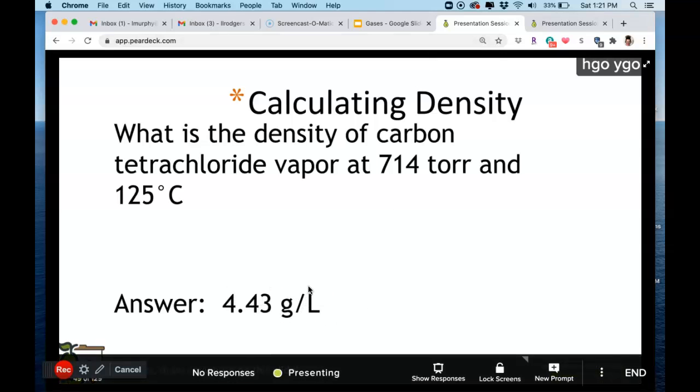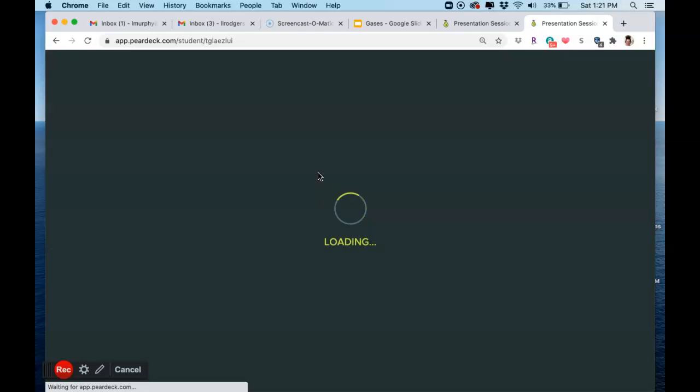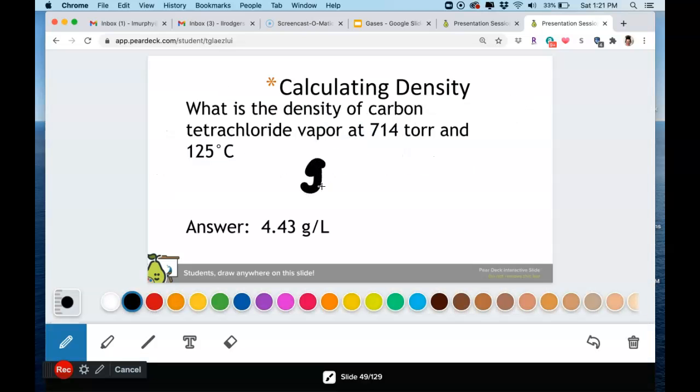Now notice the units for density of gases uses the bigger unit, right? Like before this chapter, when we talked about density, we would talk about it in terms of grams per milliliter or grams per centimeter cubed. These volume units tend to be smaller. This is a bigger volume unit, which should make sense for gases, right? Because gases take up a lot of space. So that's why you'll see it written as a bigger volume unit.